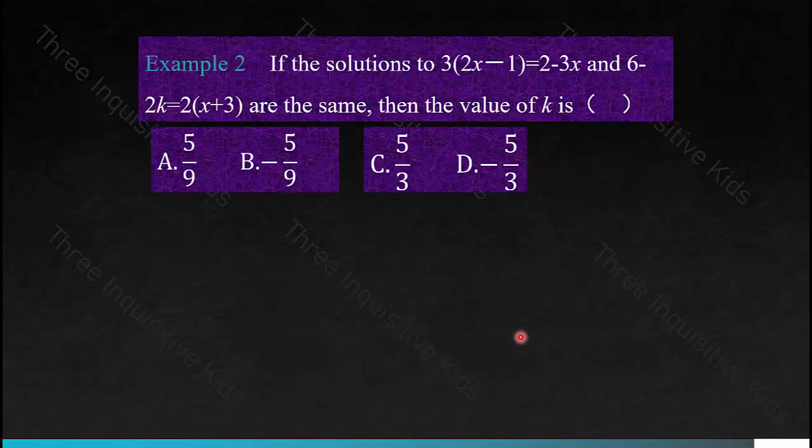Let's do another problem. If the solution to 3 times (2x minus 1) is equal to 2 minus 3x, and 6 minus 2k is equal to 2 times the sum of x and 3, if those two equations have the same solutions, what is the value of k? Pause the video to find this on your own.